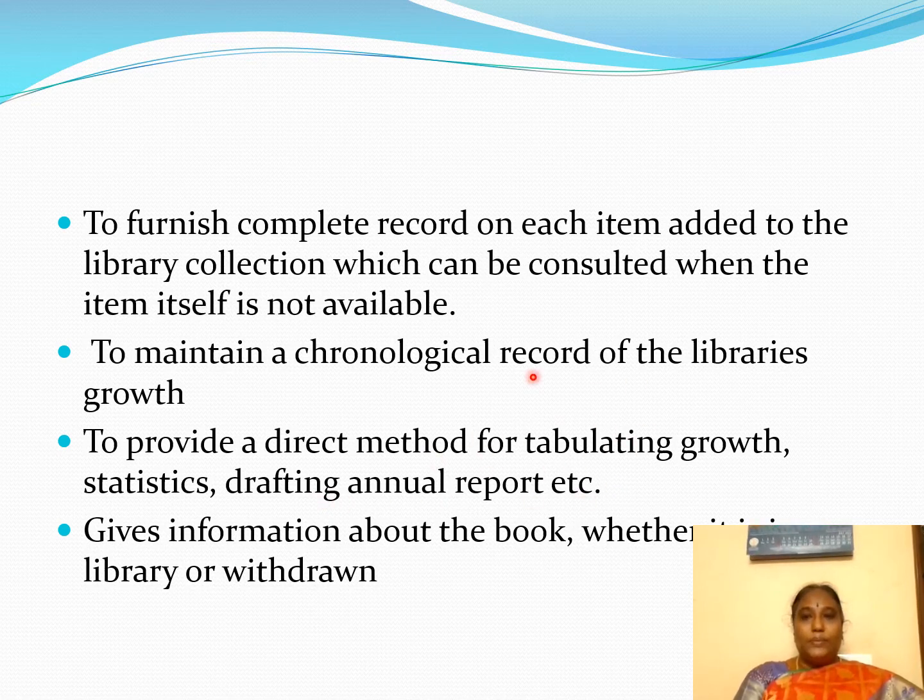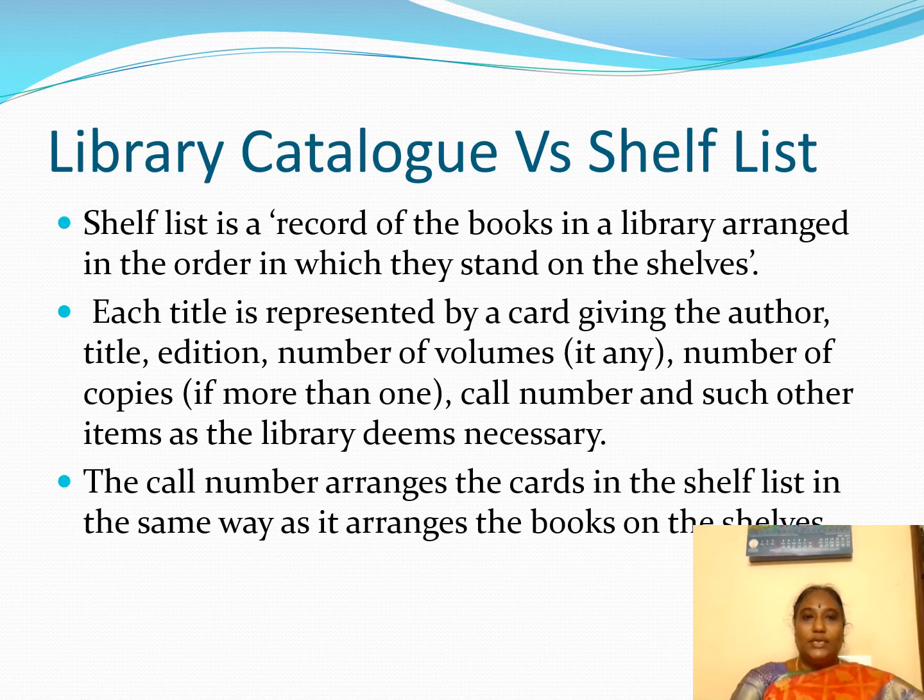One of the most important functions of the accession register is that it provides a direct method for tabulating growth as well as statistics, drafting annual reports, etc. And it gives information about the book, whether the particular book is available in the library or withdrawn. It also provides complete information about the book for a user. So these are the important functions of the accession register.